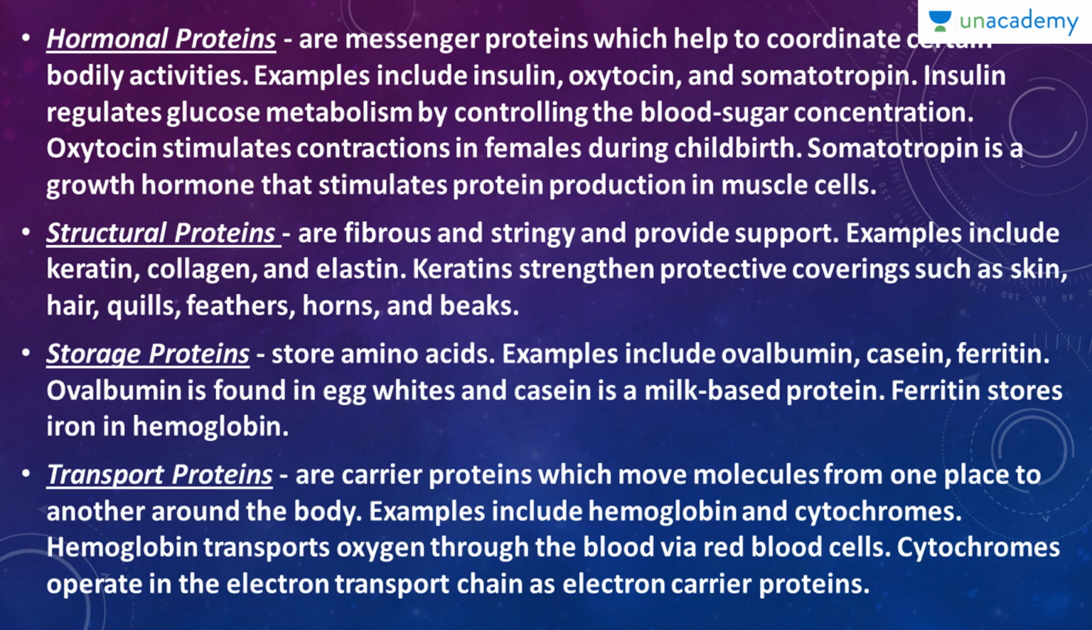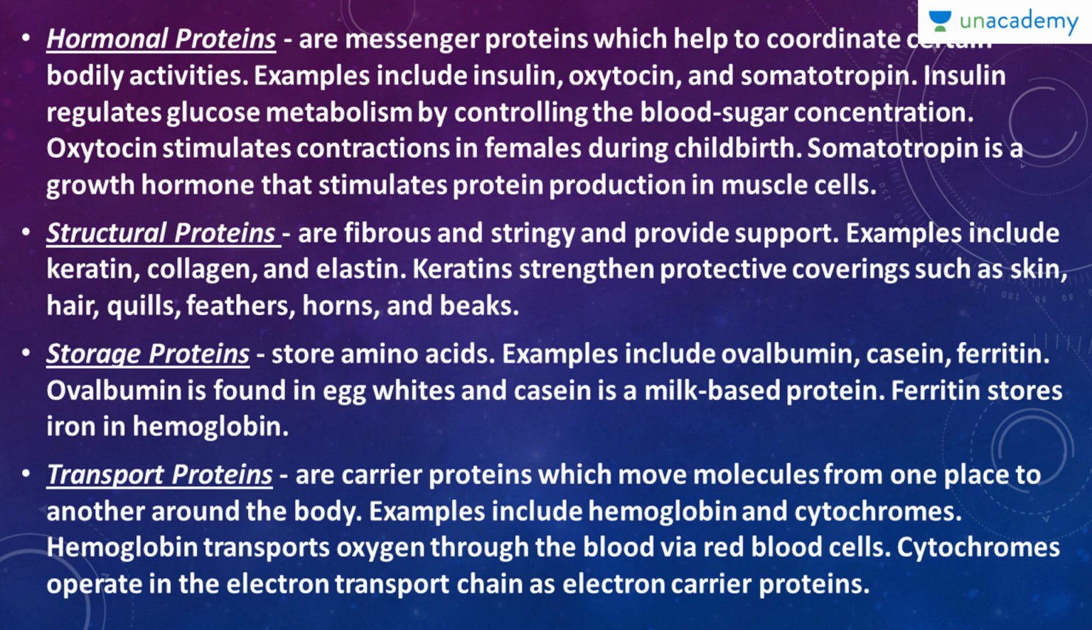Storage proteins. They store amino acids. They include ovalbumin, casein, and ferritin. Ovalbumin is found in egg whites, and casein is a milk-based protein, and it's usually found in infants. Ferritin stores iron in hemoglobin.